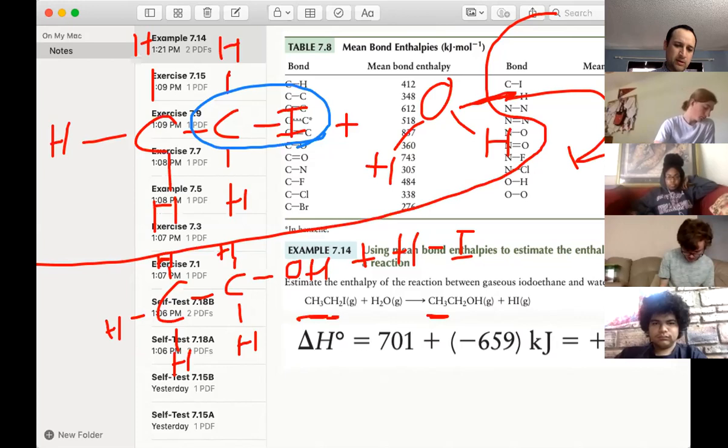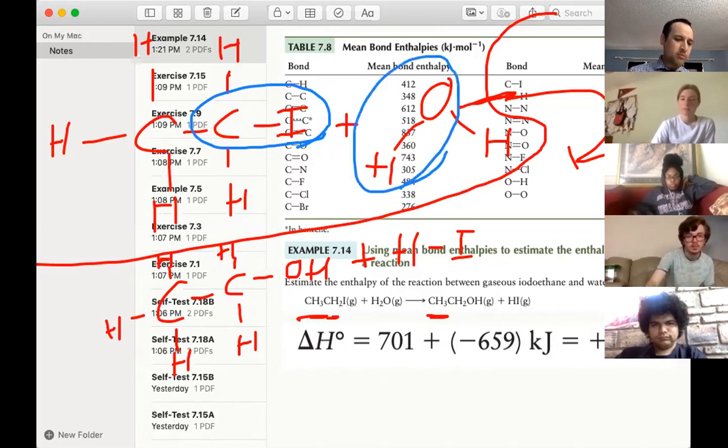And then we've got, yeah, because it's those things plus. That's crazy. Okay, so then you've got this bond over here. You've got this OH bond that also breaks. And then what we do is we form this CO bond and we form this HI bond.